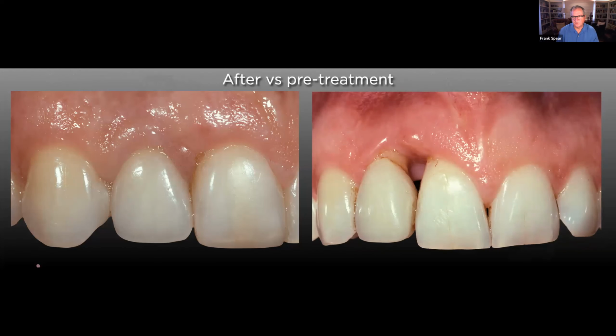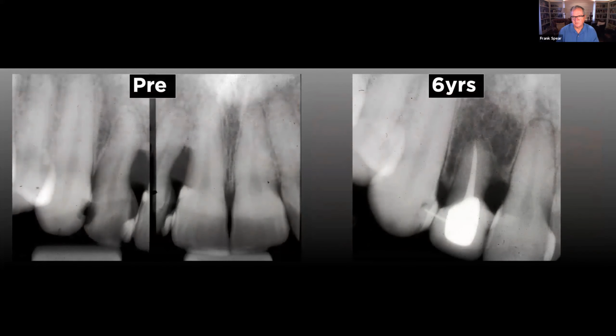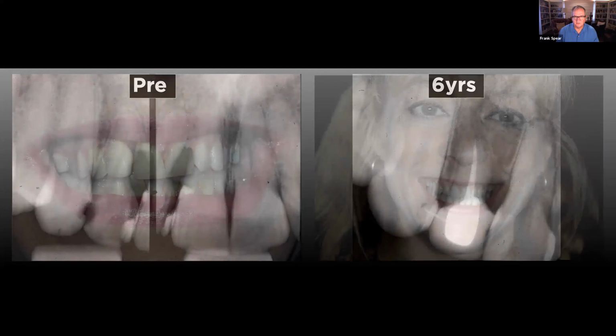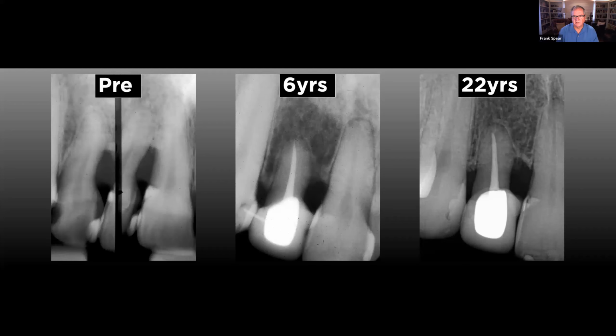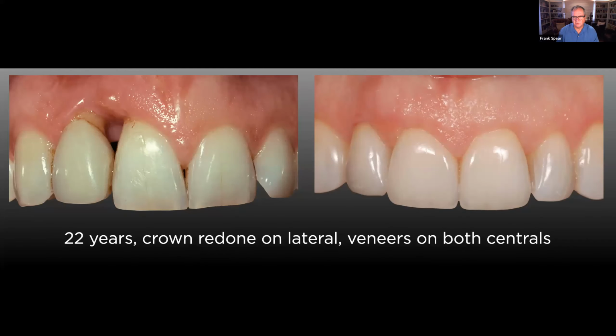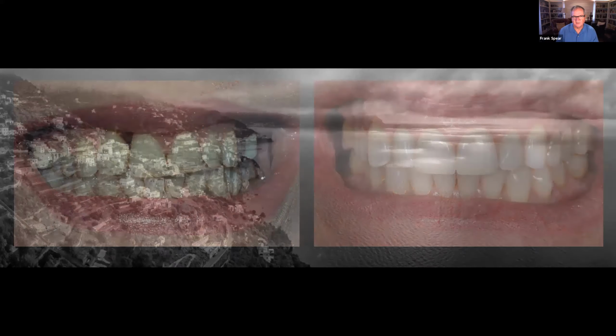And there she is pre and 6 years post-treatment. Pre and post-treatment, 16 years post-treatment. So there's your 22-year radiograph. And here's your 22 years final result. And what I hope you're getting out of all of these cases is they may look terrible on a radiograph, but you don't know how they'll do unless you give them a shot.